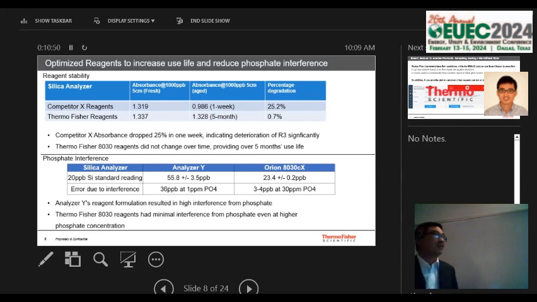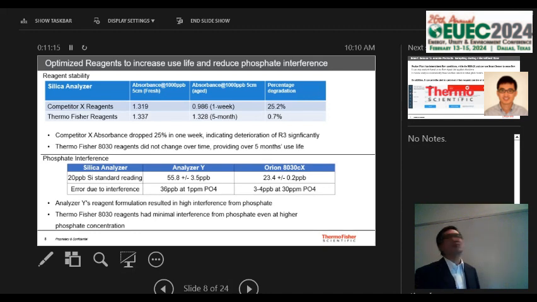It causes measurement error and false alarms for high silica events. So in our case, we add, in our new analyzer 8030, 30 ppm of phosphate, way more than what you would even expect in your system, into the 20 ppb silica standard. It measured 23, only a 3 ppb increase.